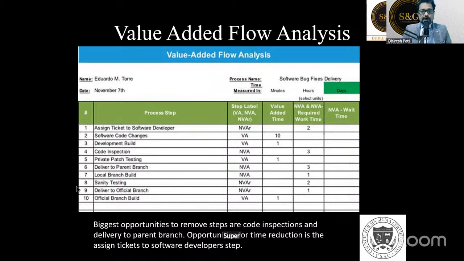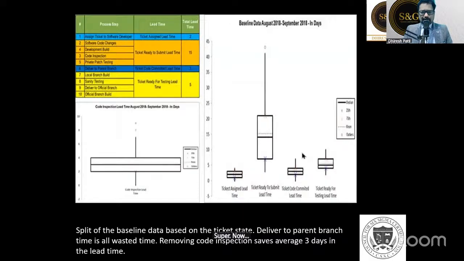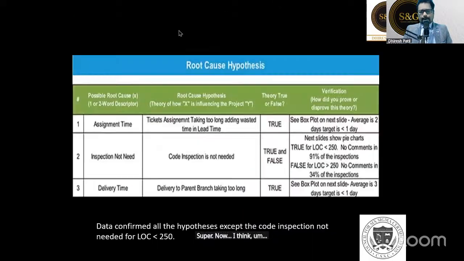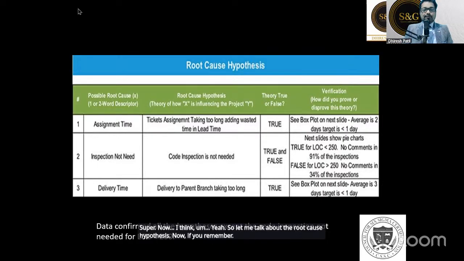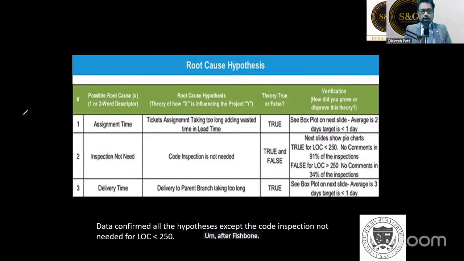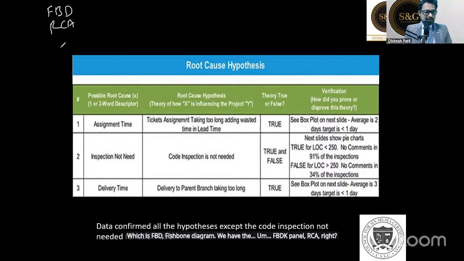Super. Now let me talk about the root cause hypothesis. Now, if you remember, after fishbone, which is FBD, fishbone diagram, after FBD comes RCA, right? Root cause analysis. After RCA comes validation.